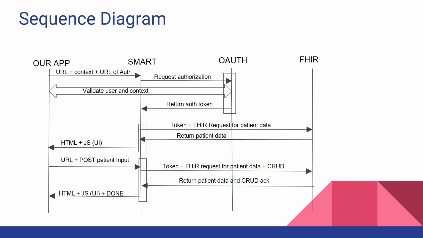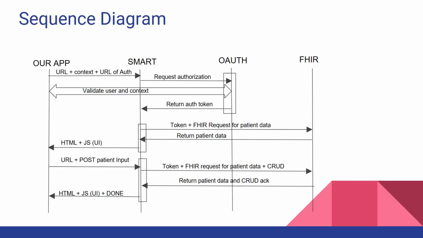This is the sequence diagram of our project. Our app will contact the Smart using the URL and the authentication context. Smart will in turn contact OAuth for requesting an authorization. Once the user is validated and the context is verified, OAuth will return an authentication token. Using this token, the request for the patient data is given to the FHIR server. The FHIR server will return us with the patient data, and this is given to our app using HTML and JS.